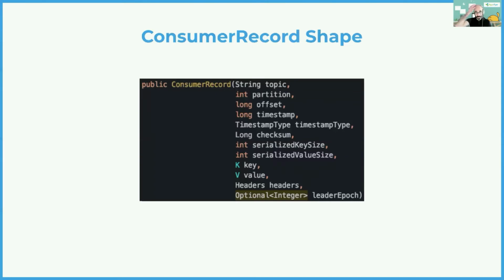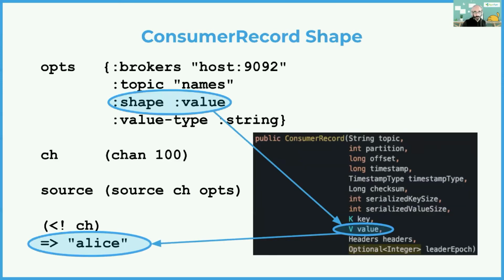Let's take, for example, the consumer record object, which we get from the Java client. It has the actual record value and some metadata fields, but it's not necessarily what we want to get from the channel. It's an ugly Java object, and we, as Clojure developers, maybe want something more palatable, like a vector or a map. If you recall, in the first example, we configured shape to be the value only. And indeed, we got a simple value field of the consumer record, which contained the name Alice.